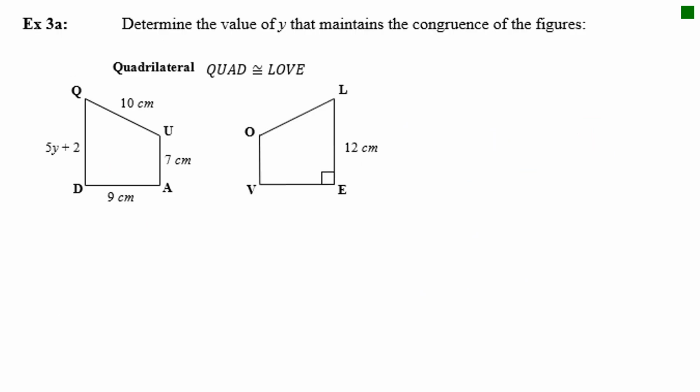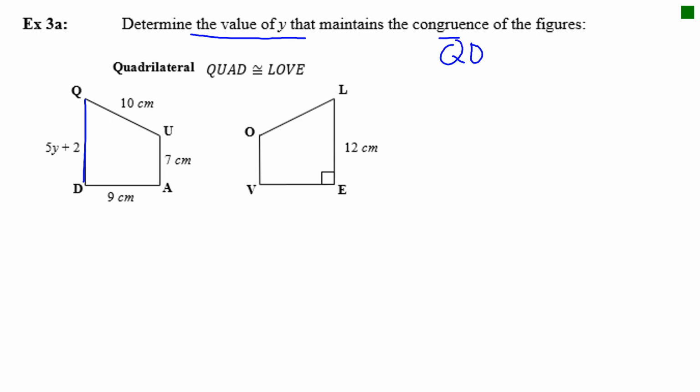Determine the value of y that maintains the congruence of the figures. So we're told the quadrilateral quad is congruent to quadrilateral love. Right? And we want to find the value of y. So if you look through the picture, you'll see that the only place that we see y is right here in the line segment QD.